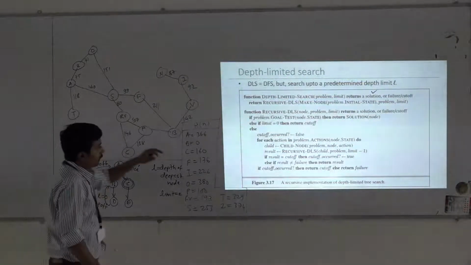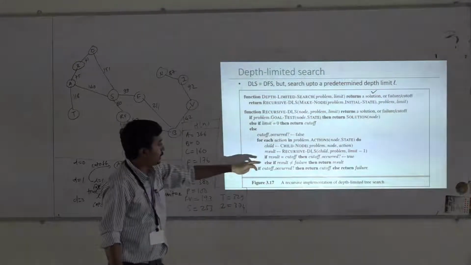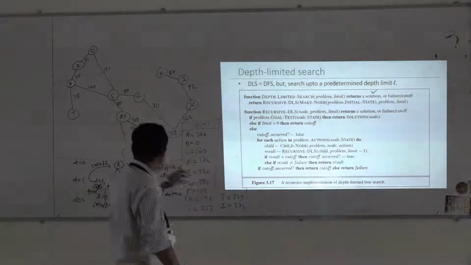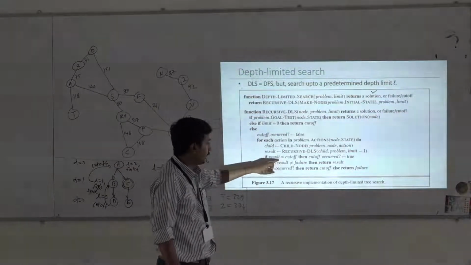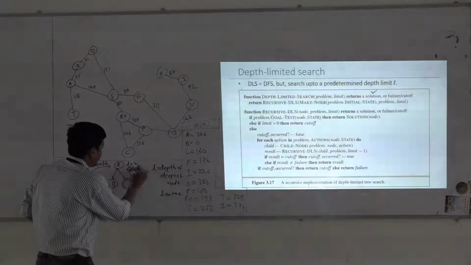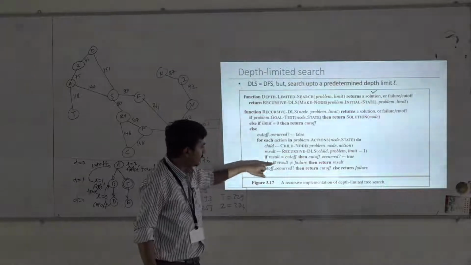Okay, then we'll resume the execution at node A. The result that is returned from this left branch is cutoff. So cutoff equals cutoff. This is satisfied, so cutoff occurred is true. Now this is changed to true. Then the next one, this is skip.